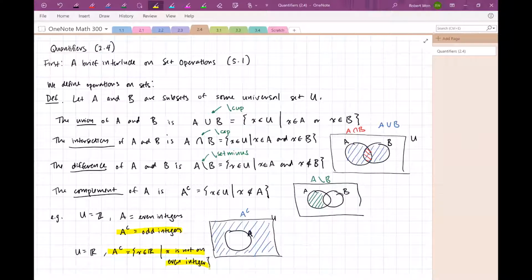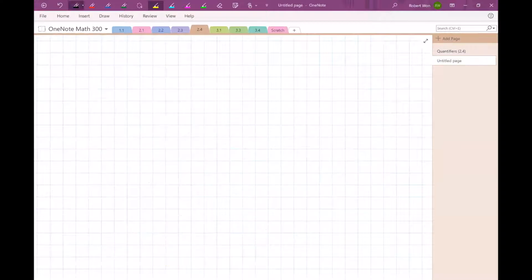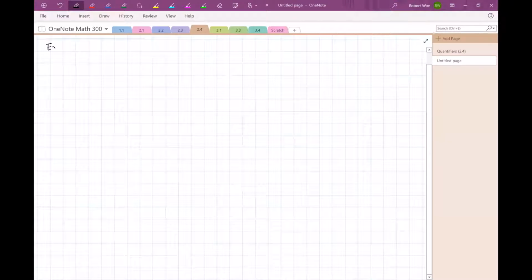Okay, so the reason that I wanted to bring up these set operations is because we can talk about how different open sentences that we can form out of other open sentences, we can talk about their truth sets. That was really complicated the way that I just said it, so let me do it via example. Okay, so let's let U be the universal set for a variable x.